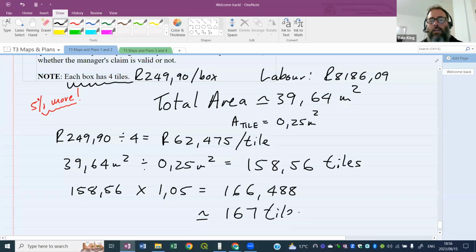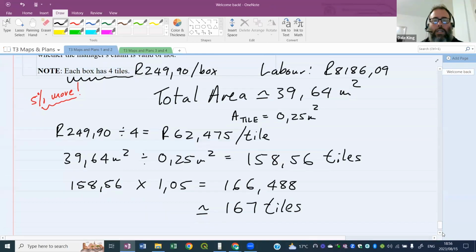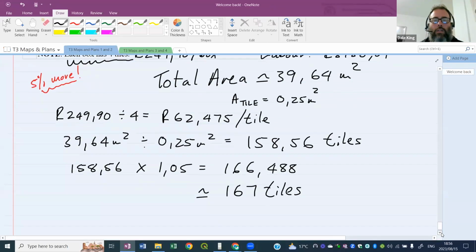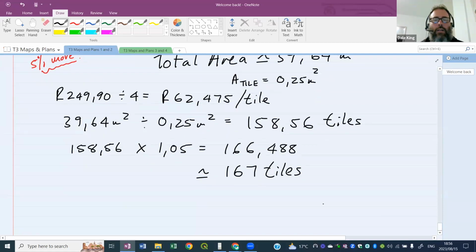That's what we need. All right. Now, we need to start paying for these. So it costs 249.90 per box. We got 167 tiles. How many boxes do we need? I've got 167 tiles. There's 4 in a box. How many boxes do we need? How are we going to work that out?